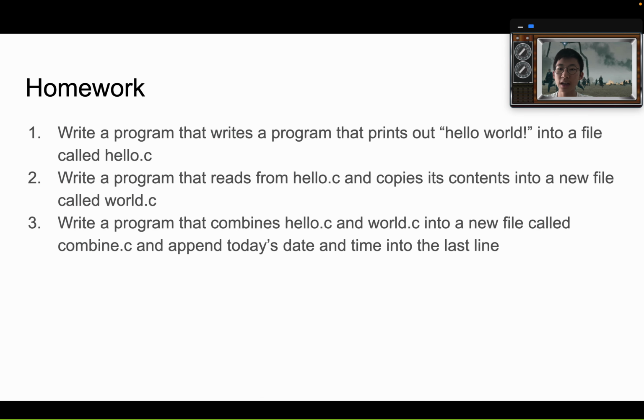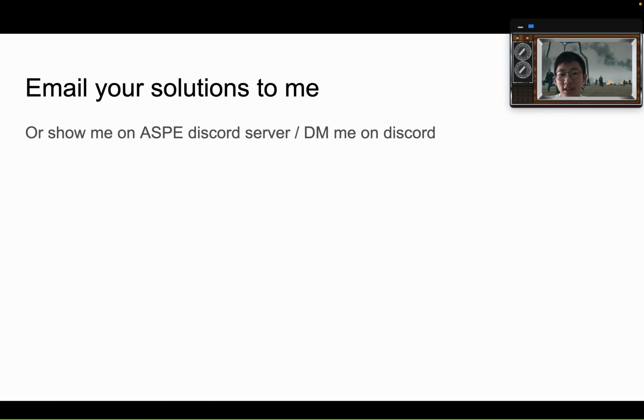So well, now you learned all these, it's time to do your homework. Okay, so first you write a program that writes a program. Yes, you write a program that writes a program that prints out hello world into a file called hello.c. Okay, read the question very carefully. Second, you write a program that reads from hello.c and copies its contents into a new file called world.c. And third of all, you write a program that combines the two files into a new file called combine.c and appends today's date and time into your last line. Okay, that's an optional question because you have to research about how to get date and time yourself. Okay, and then email your solutions to me.